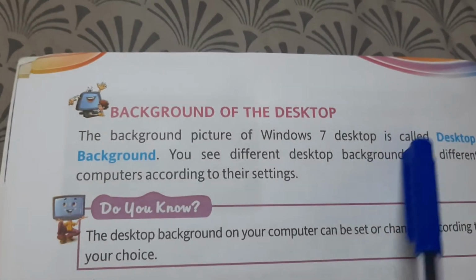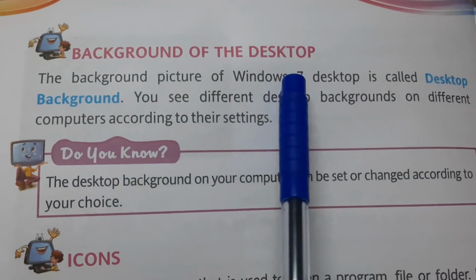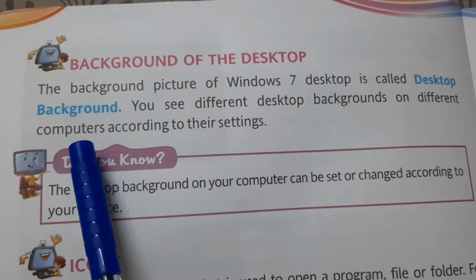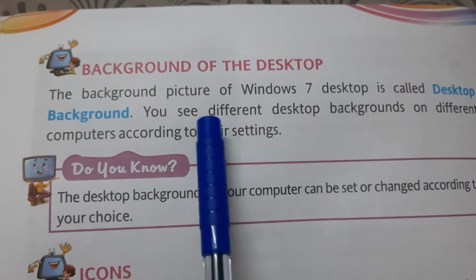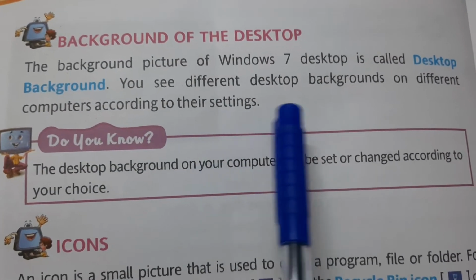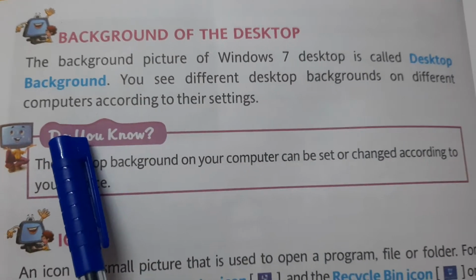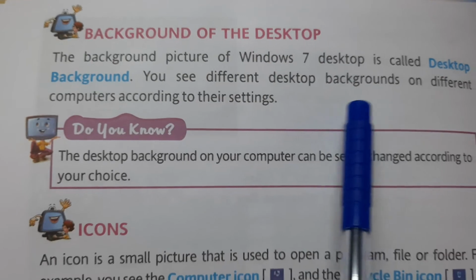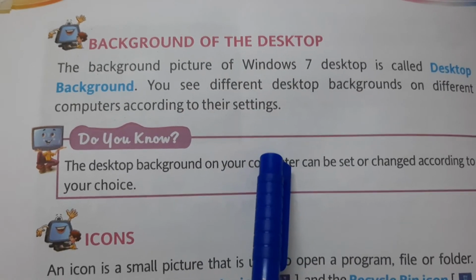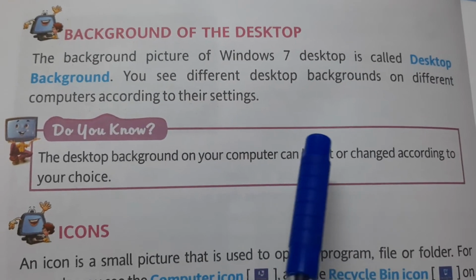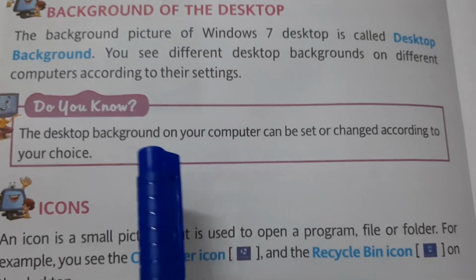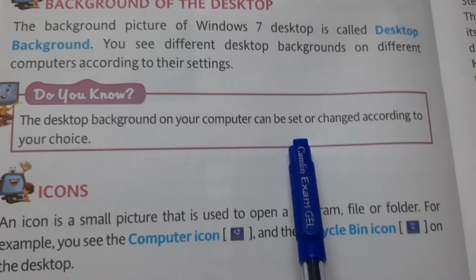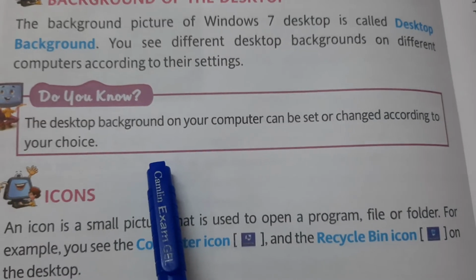Now page number 20, background of the desktop. The background picture of the Windows 7 desktop is called the desktop background. So I have shown you what the desktop background is. You see different desktop backgrounds on different computers according to their settings. Since we can change the desktop background, we can see different backgrounds in different places and on different computers. The desktop background on your computer can be set or changed according to our choice.